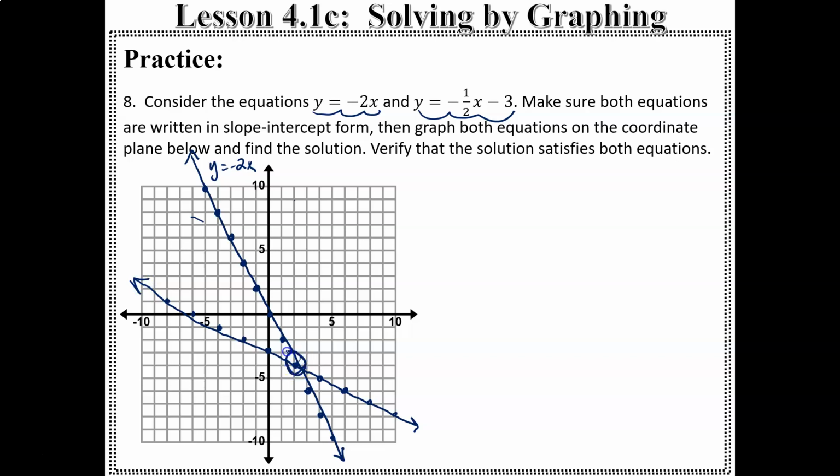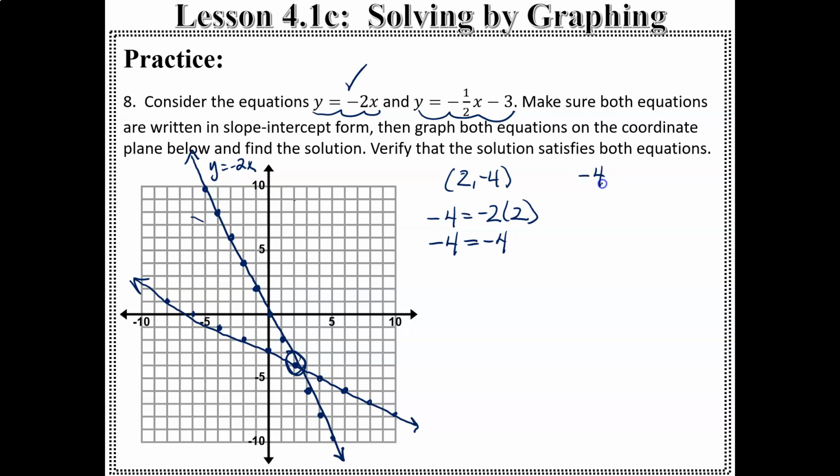So here's where they intersect. That is 2. That is the point (2, -4). Now let's plug that into the equations to see if we did it right. So I'm going to plug in negative 4 for y and 2 for x. So negative 4 is equal to negative 4. Okay, first one's good. Let's check the second one.